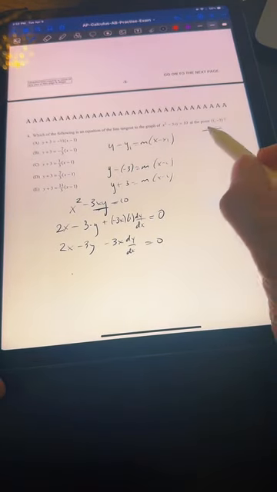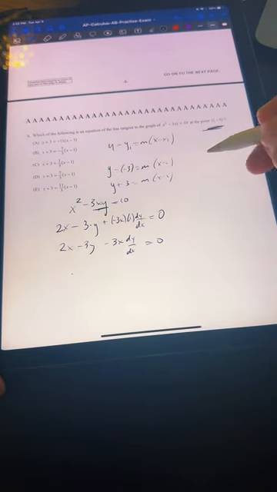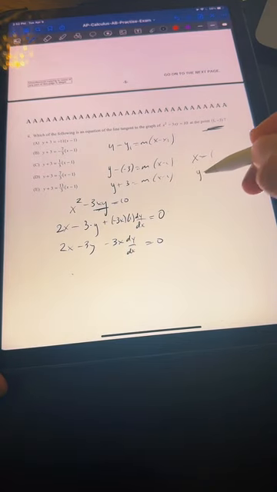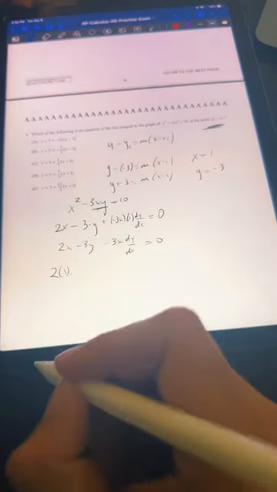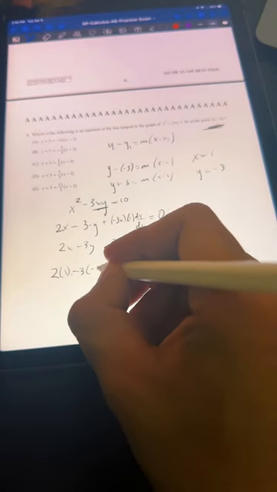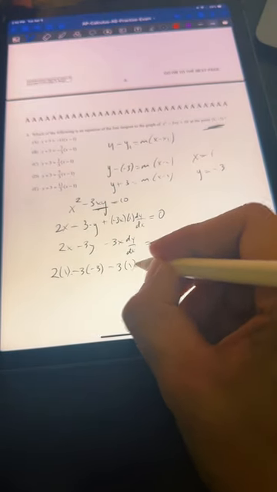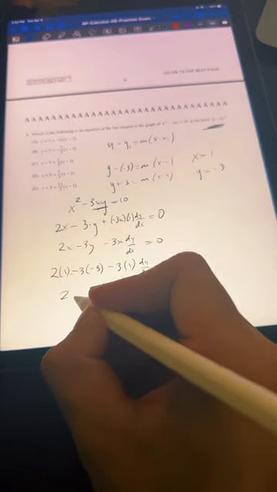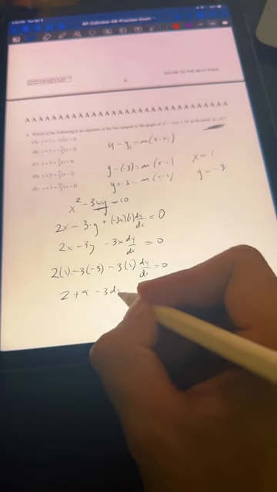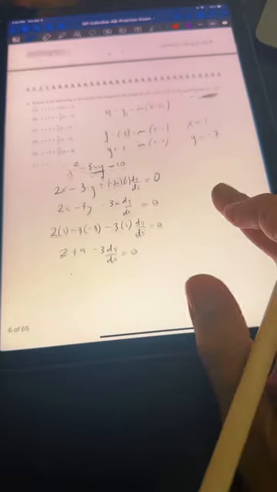And so at this point, I'm just going to go ahead and plug in our coordinate. When x is equal to 1, y is equal to negative 3. So let's go ahead and plug that in. 2 times 1 minus 3 times negative 3 minus 3 times 1 dy/dx is equal to 0. So we have 2 plus 9 minus 3 dy/dx is equal to 0.